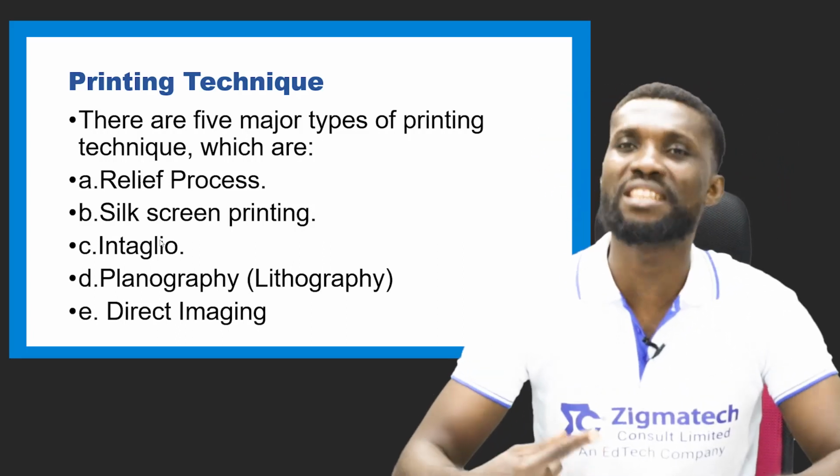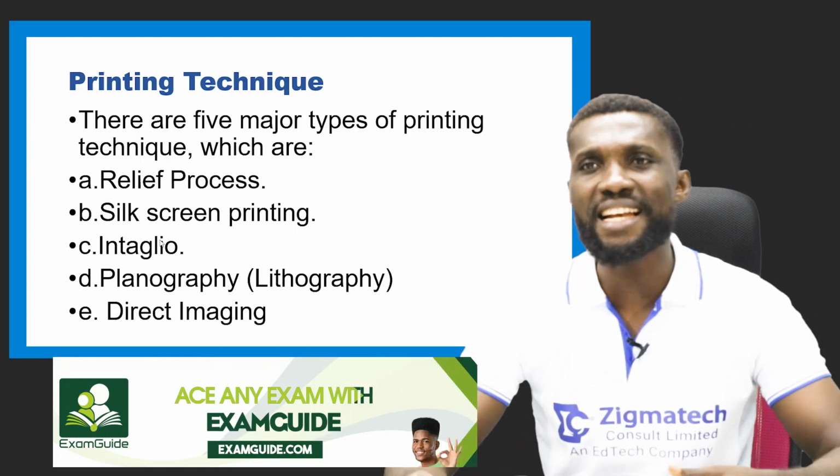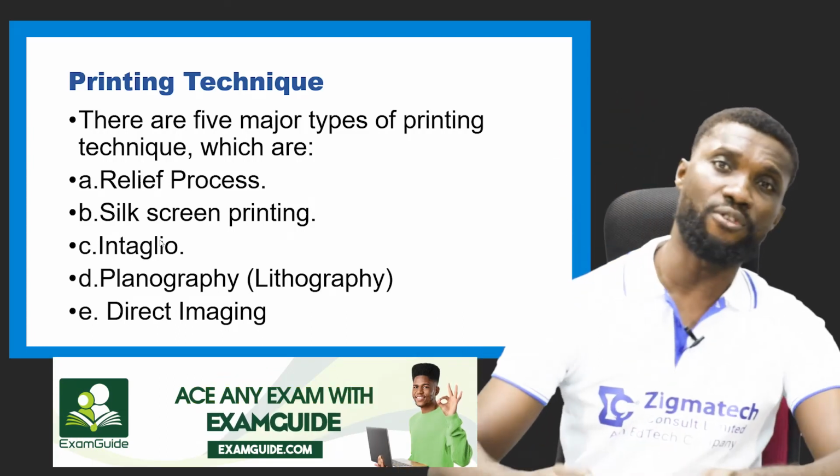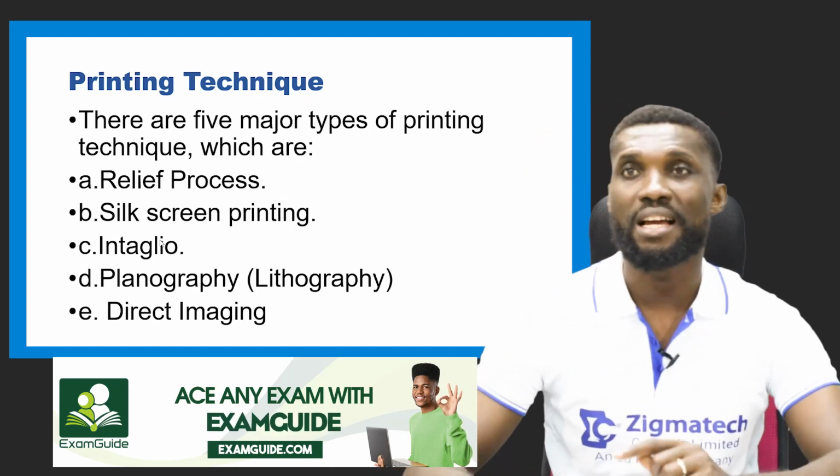And then finally, we have the direct imaging. The direct image, you can as well call it DI, the direct imaging. So these are the types of printing we have.